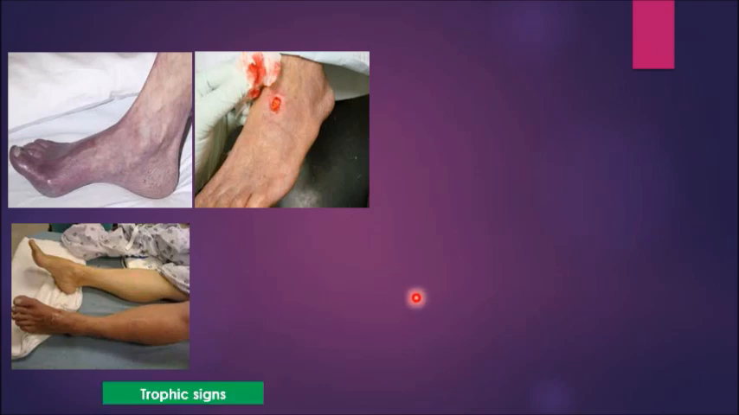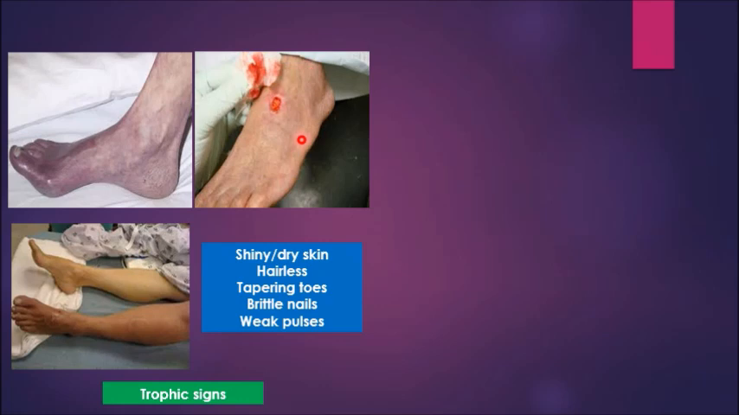Okay, these are known as trophic signs. The skin becomes shiny. There's loss of hair. The nails become brittle. There's pallor, and there may also be ulcers. These are the trophic changes that are seen: shiny skin, hairlessness, tapering, brittle nails, and weak pulse.